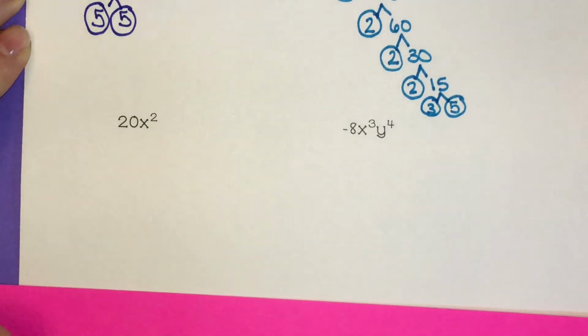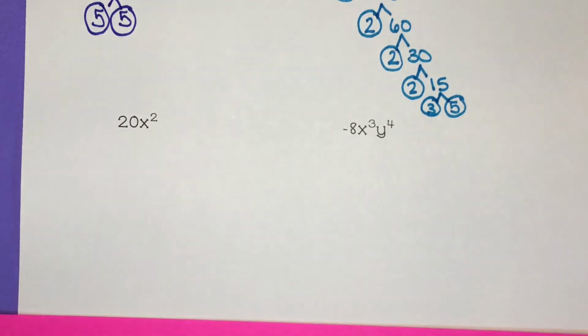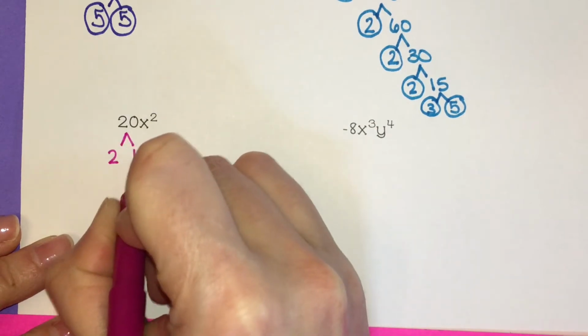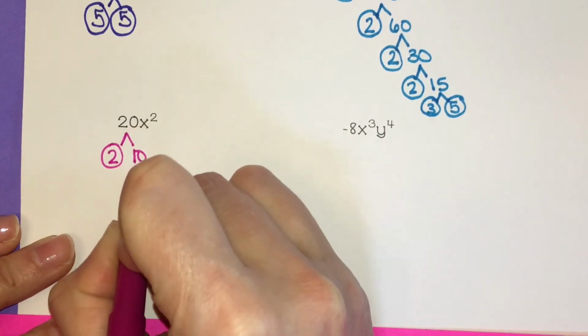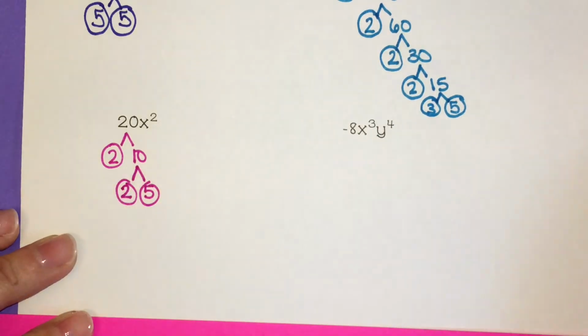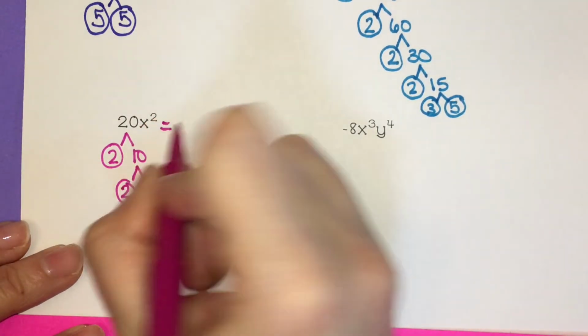All right, so now we're going to include variables. So we have to break this term down. I'm going to start by factoring the number just like I did before. So I'm going to say, to get 20, this is 2 times 10. 10 breaks down to 2 times 5. So those are my prime factors. So I'm going to write this out.